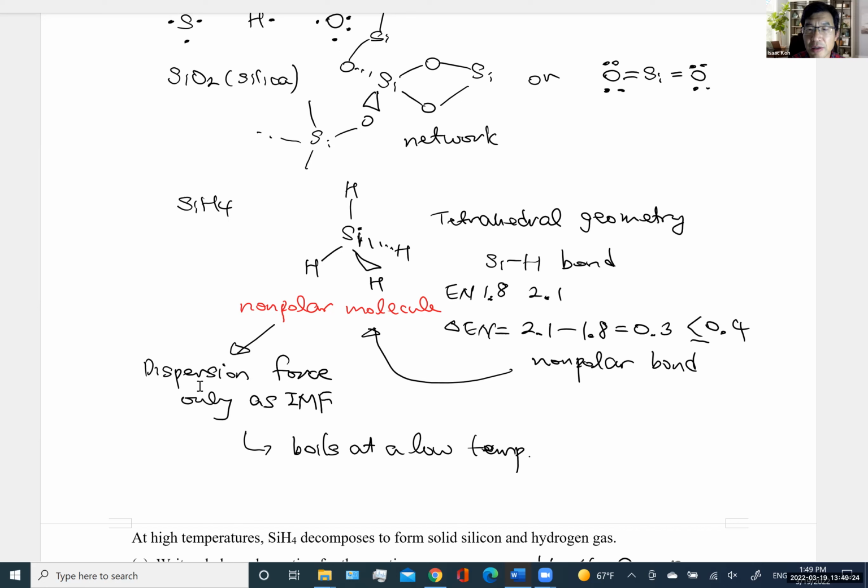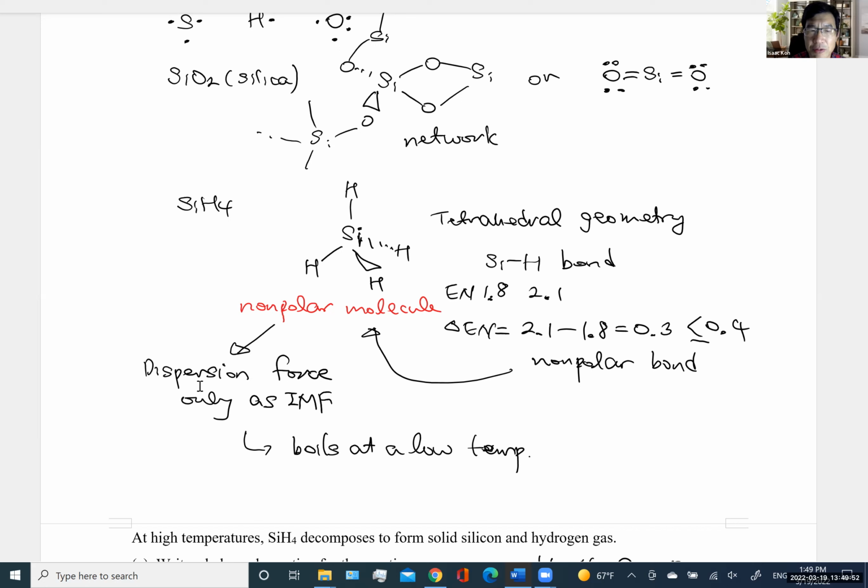Our criterion for nonpolar covalent bond is 0.4. When the electronegativity difference is between 0 and 0.4, the bond is covalent, nonpolar covalent bonding. Here, silicon and hydrogen, all of the bonding is nonpolar covalent. So there is no dipole moment in the bonding. When you add up all the nonpolar covalent bonds, the molecule becomes a nonpolar molecule. So it is a nonpolar molecule.